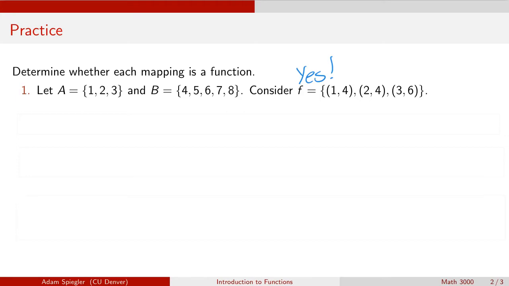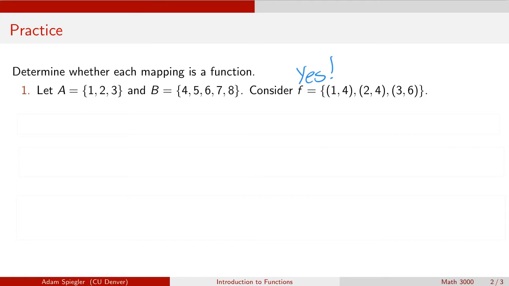Each element in set A, 1, 2, and 3, is mapped to some element in set B. So 1 goes to 4, 2 goes to 4, 3 goes to 6. The fact that 1 and 2 both are mapped to the element 4 does not violate the requirement for a function. We want to make sure each input has only one output. So 1 has only one output, 2 has only one output, 3 has only one output from the set B. So 1 is a function, no problem there.